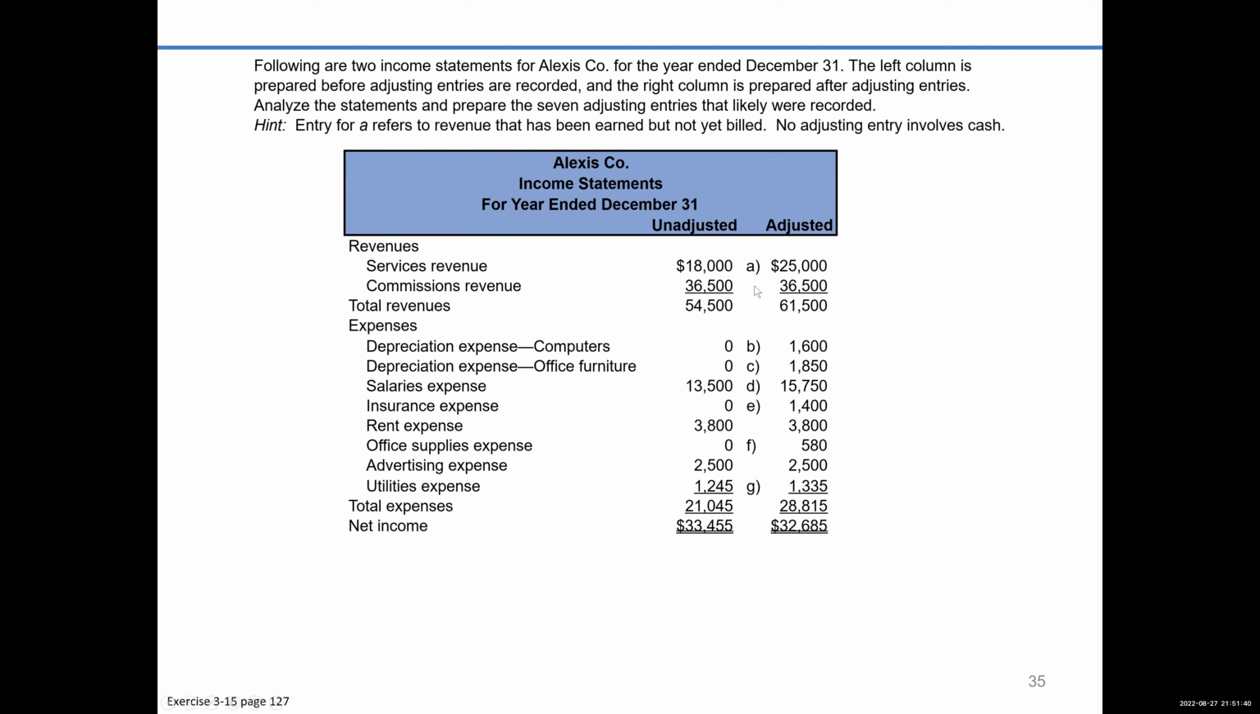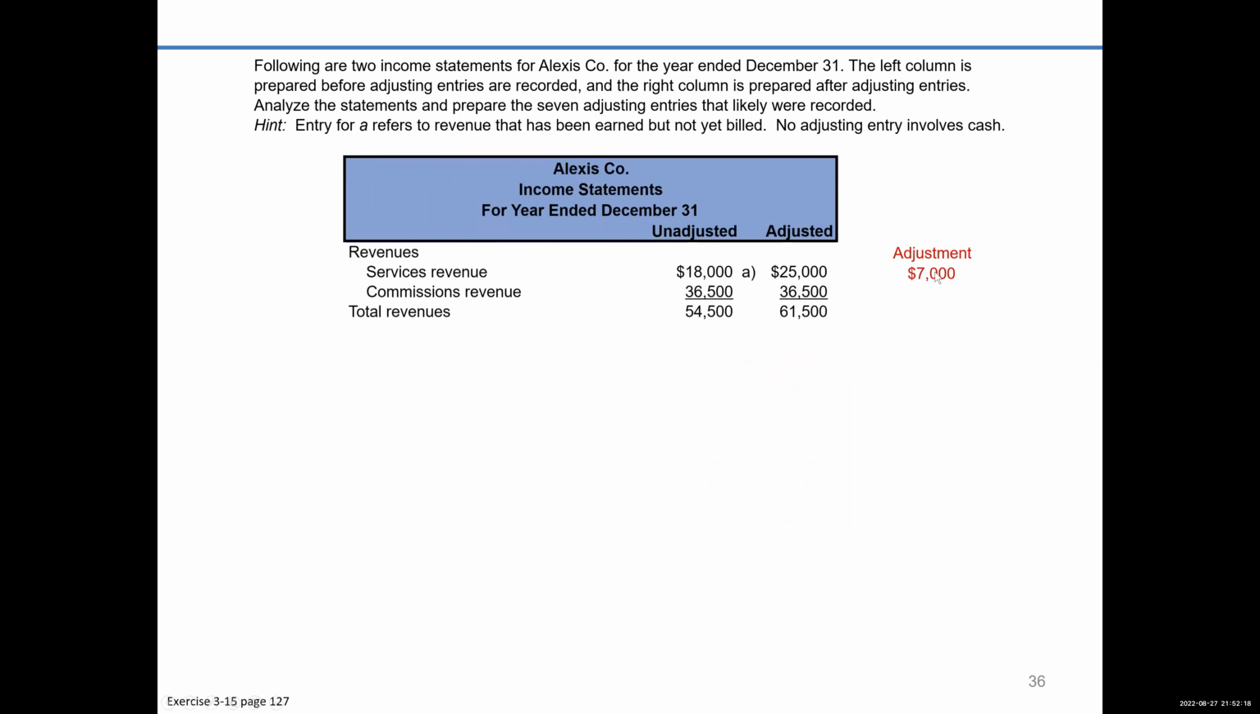For each letter, you have to figure out why that would happen. Why would you have service revenue of 18,000, and then after the adjusting journal entry, you would have 25,000? Just remember, when you do adjustments, there's no cash being traded. The hint for A refers to revenue that has been earned but not yet billed. No adjusting entries involve cash. So service revenue went up by $7,000, from 18,000 to 25,000.